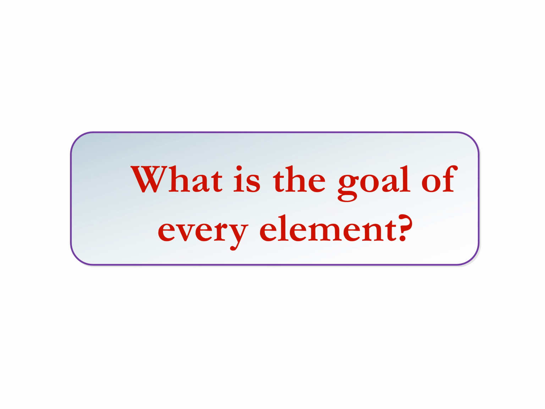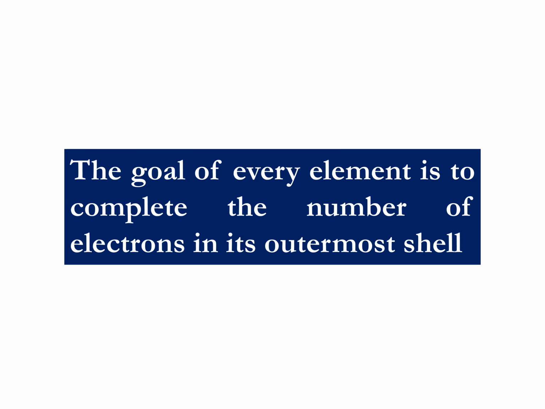What is the goal of every element? The goal of every element is to complete the number of electrons in its outermost shell. We have said earlier that the first shell needs to have 2 electrons, the second shell 8, the third shell 8. So the goal of every element is to complete the number of electrons that it needs in its outermost shell. For carbon that has 4 electrons in its outermost shell, it needs to gain 4 electrons or lose 4 electrons for it to become more stable. But since the energy to do either of these is high, carbon prefers to form covalent bond.